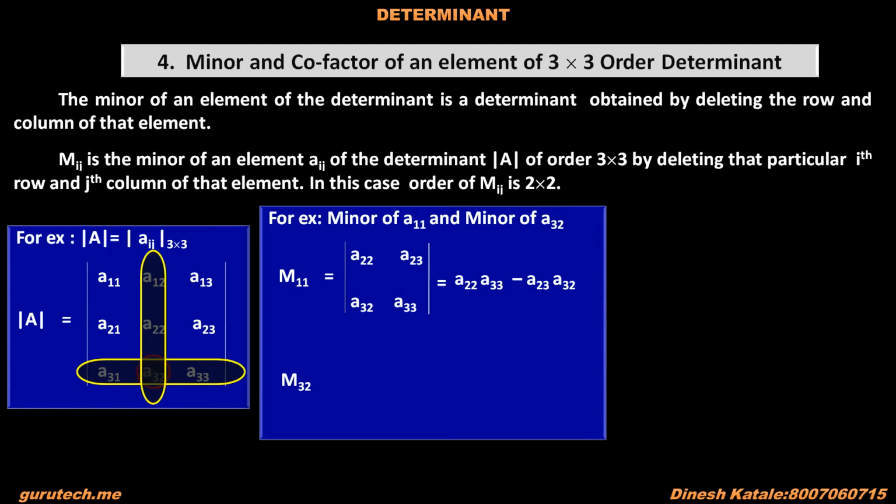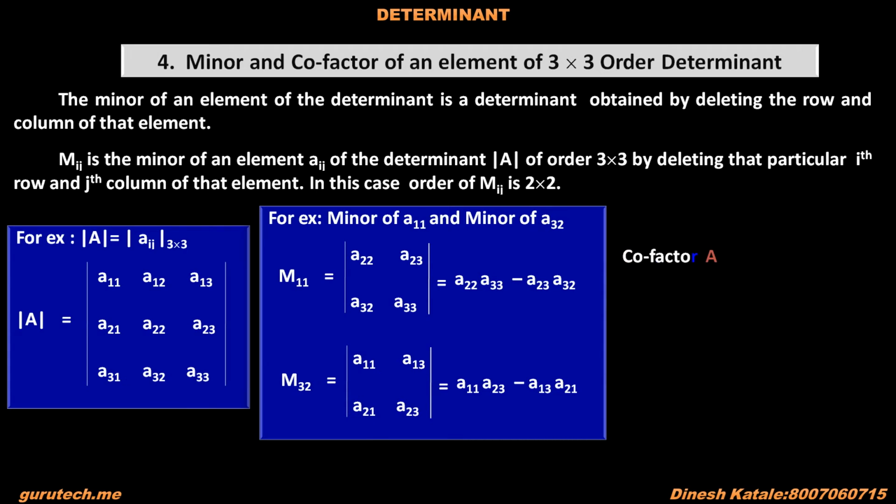Next example is minor M32. M32 is the minor of element A32. So to find out its value, we have to delete third row and second column. Therefore, minor M32 contains 4 elements: A11, A13, A21, A23. Therefore, value of this minor M32 is A11 A23 minus A13 A21.